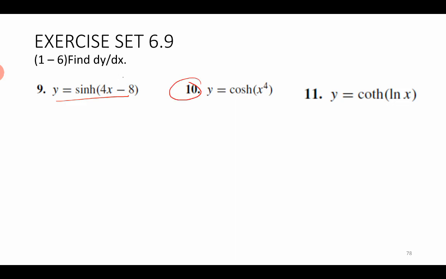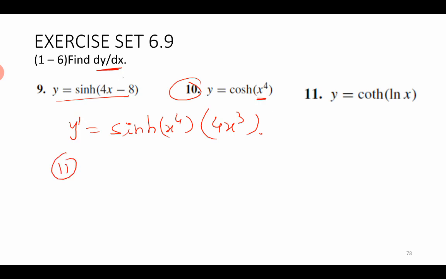I try 10. When you differentiate this one, you are about to find y prime. When you differentiate cosine hyperbolic, you will get sine hyperbolic x to the power 4, and then differentiate this one by using the chain rule, 4x cube. That's it. Problem number 11. This one.